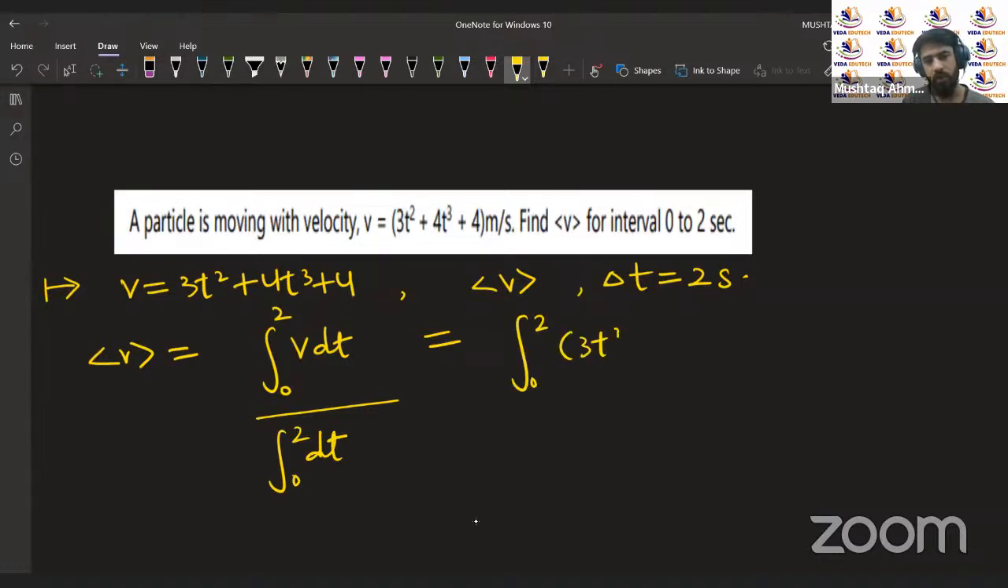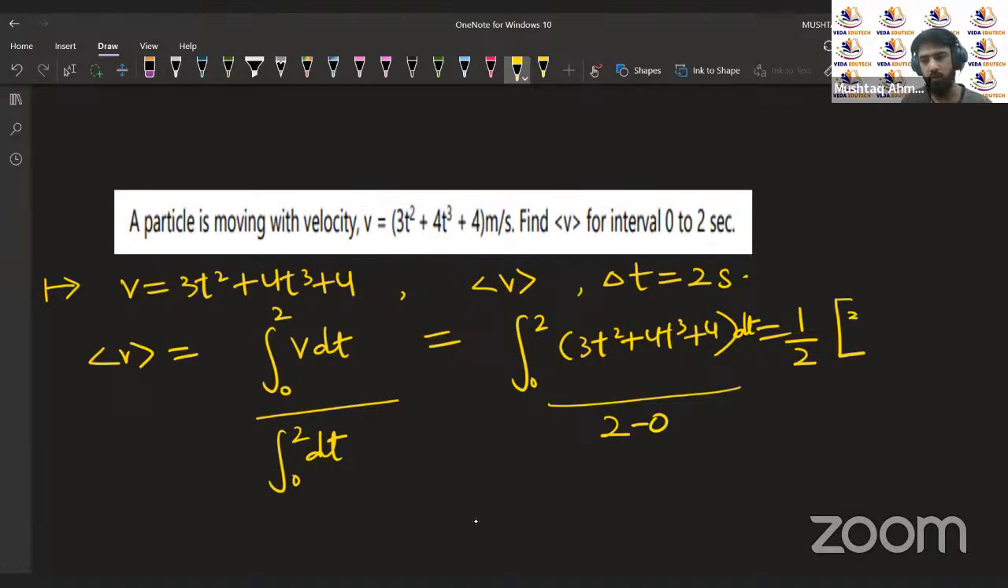So it will be the integral of 3t square plus 4t cube plus 4, upon the integral of dt, which will be t. So we'll be getting the interval as 2 minus 0, that's 2. So we're just doing 1 upon 2 times the integration of this term with respect to time. Integration of t square with respect to time will be t cube upon 3, so it will be 3t cube upon 3. And the integration of 4t cube will be 4t to the power 4 upon 4. And the integration of 4 with respect to time will be 4t, within the limits 0 to 2.